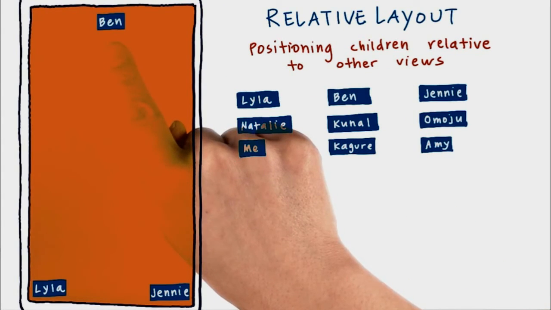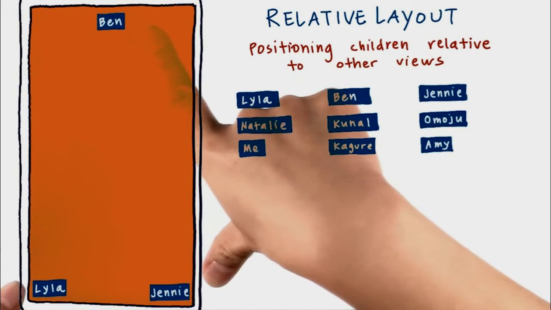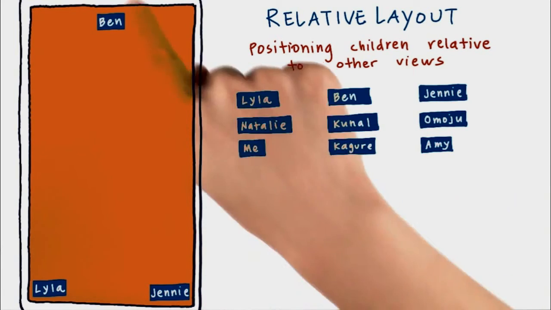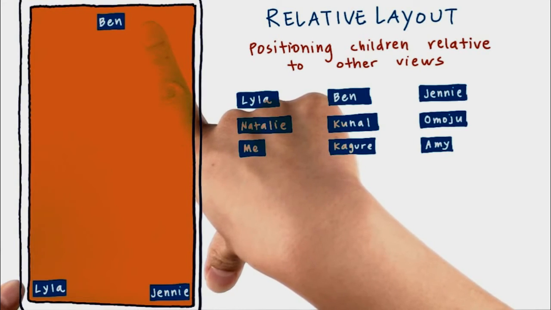So back to Ben. He's aligned to the top of the parent. We also want to center him horizontally. Informally, you might call these three views the anchor views, because everyone else is positioned relative to these people, and these people won't move regardless of where everyone else is sitting.